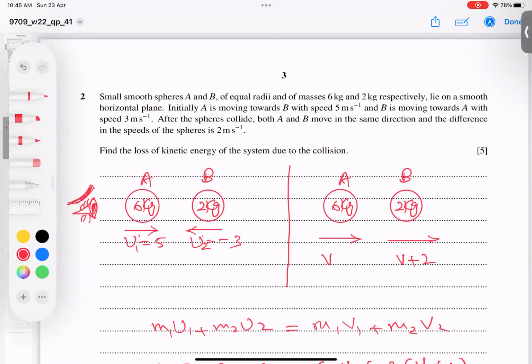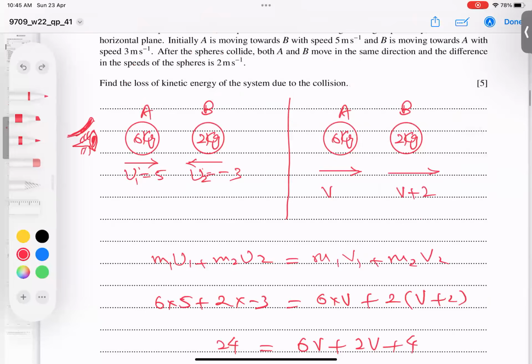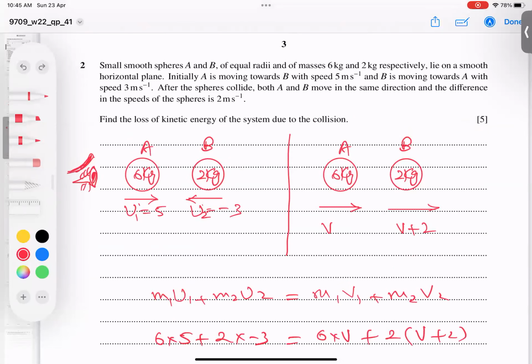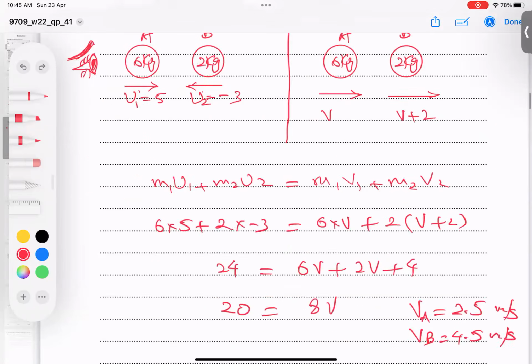Our job is different: loss in kinetic energy due to collision. So how do we find the loss? First of all, kinetic energy of the system is more and then we have less. So naturally, the loss is the difference of this and this, subtracted. So let's go and find it. First of all, I will find the kinetic energy of the whole system here, and then I will find this one and then subtract them. So let's start.